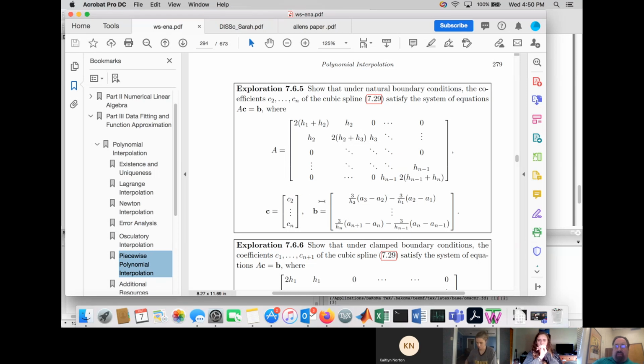So the task in this problem is to show that the equations that have already been given for different criteria, fitting of data and continuity of the first and second derivative and the natural boundary conditions, are equivalent to this system. You know, this matrix times your unknowns is equal to this right-hand side.